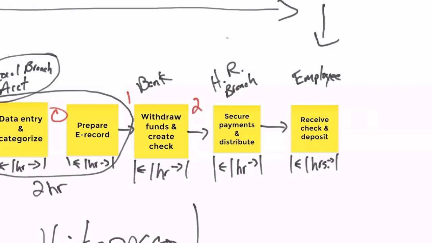But then from the HR branch to the distribution to employees, well, HR would only do this on Friday. Depending upon when they receive the checks, this could be anywhere from 1 to 5 days. Typically, we'll say 3 more days of white space. White space was the biggest contributing factor.